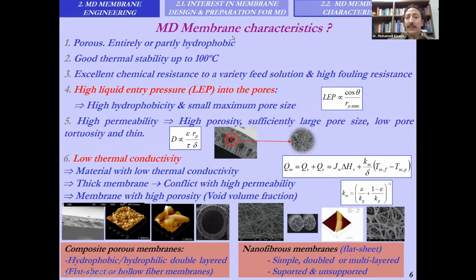What are the characteristics required for a membrane to be used in membrane distillation? Other than the porous structure, the good thermal stability, excellent chemical resistance, and the high permeability, two other main characteristics are important here for an MD membrane. The first one is the high liquid entry pressure of water that must be achieved using membranes with high hydrophobic character and small maximum pore size. And the second one is the low thermal conductivity, which can be achieved using membranes with high porosity or high void volume fraction.